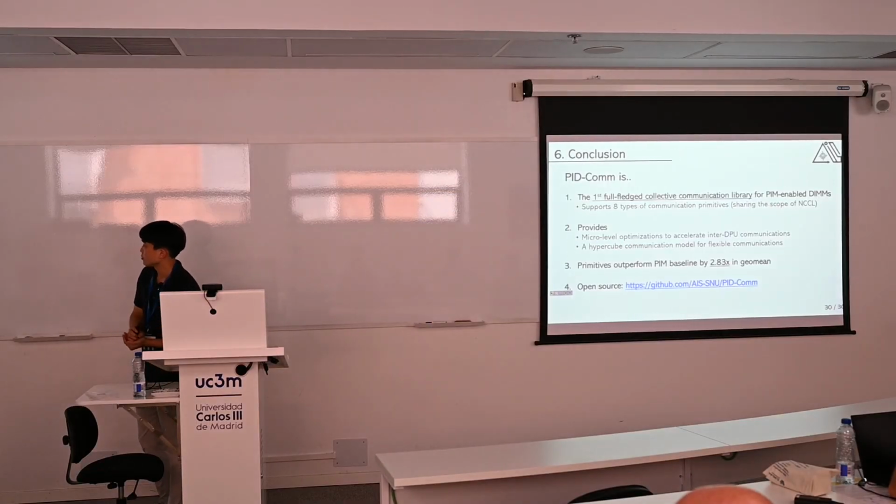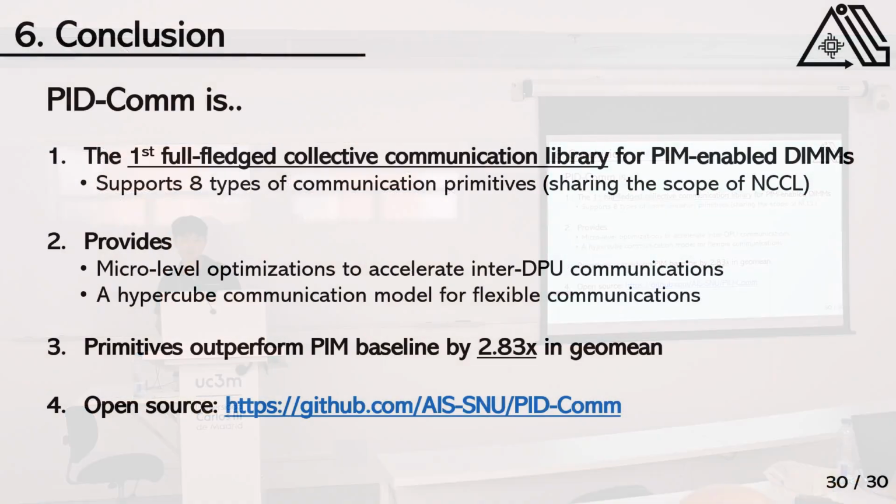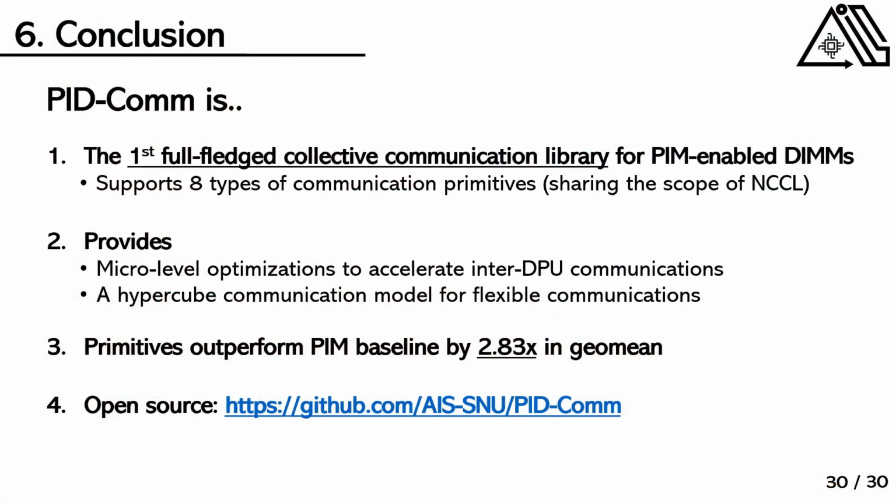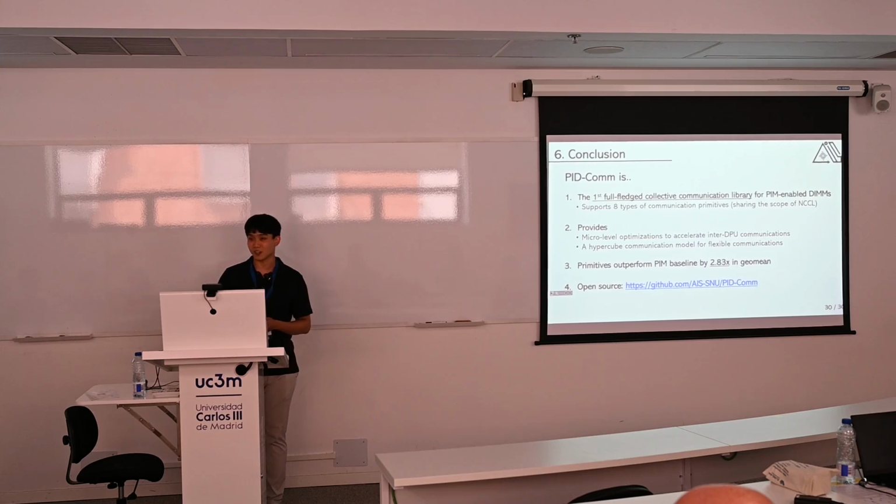So, in conclusion, we claim that PID-Comm is the first fully fledged collective communication library for PIM-enabled DIMMs. We provide micro-level optimizations to accelerate inter-DPU communications and a hypercube communication model for flexible use. Our primitives outperform the PIM baseline by 2.83 times in geomean, and it is currently open sourced on our GitHub page, so anyone interested is welcome to come and have a look.